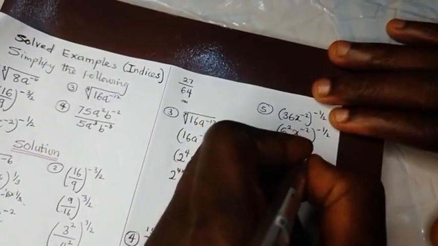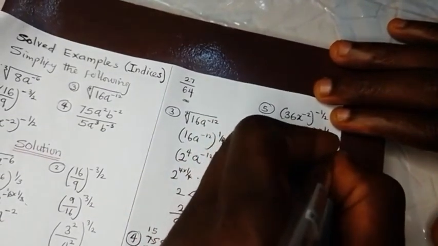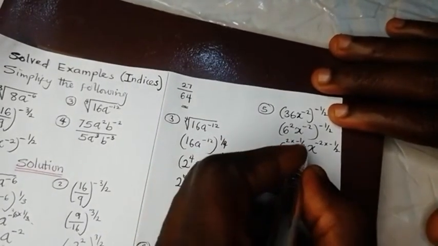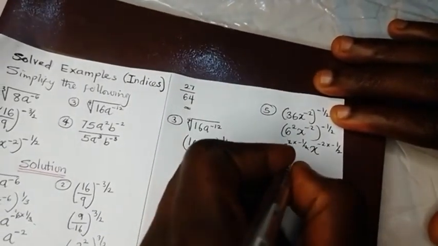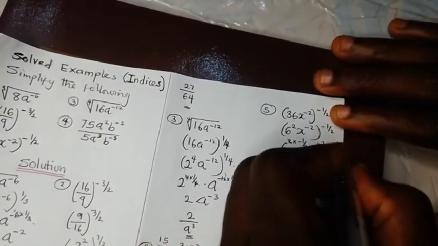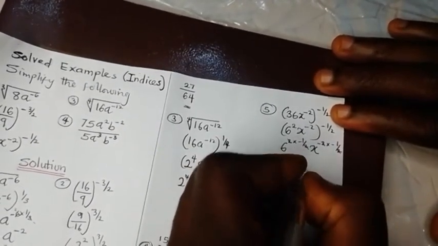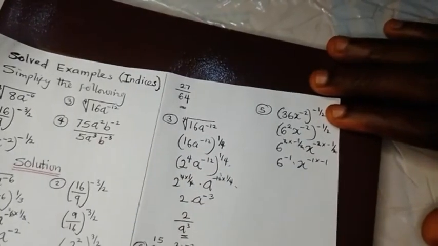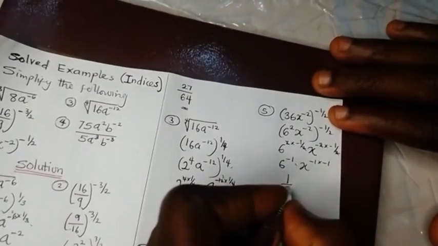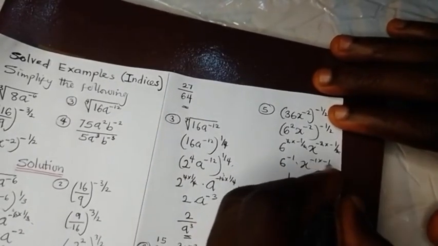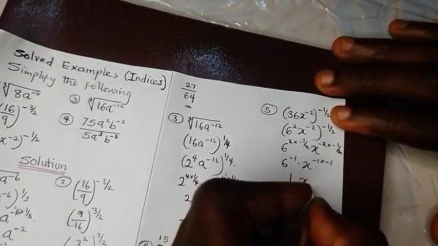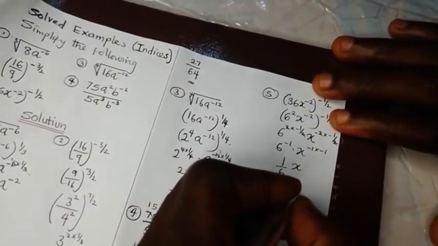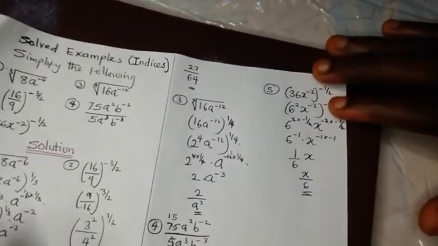Then x raised to the power minus 2 multiplied by minus 1 over 2. Observe that this 2 cancels this 2 such that we have 6 raised to the power minus 1, and this 2 also cancels this 2 such that we have x raised to the power minus 1 times minus 1. So this gives us 1 over 6, and minus 1 times minus 1 is just 1, which gives us ordinary x. So the answer can be written as 1 over 6 of x, or basically x over 6.